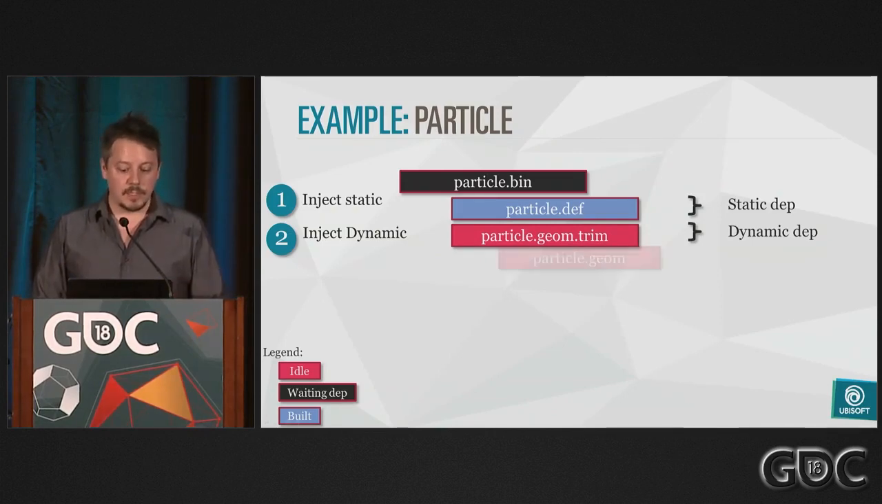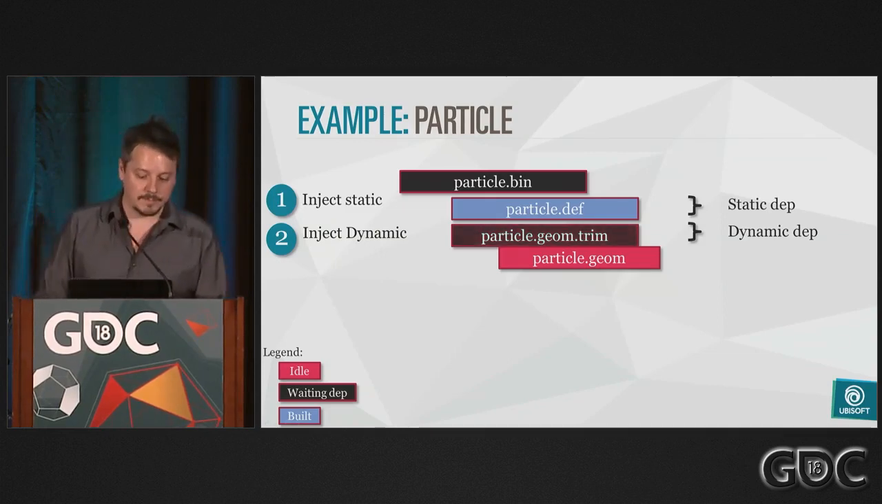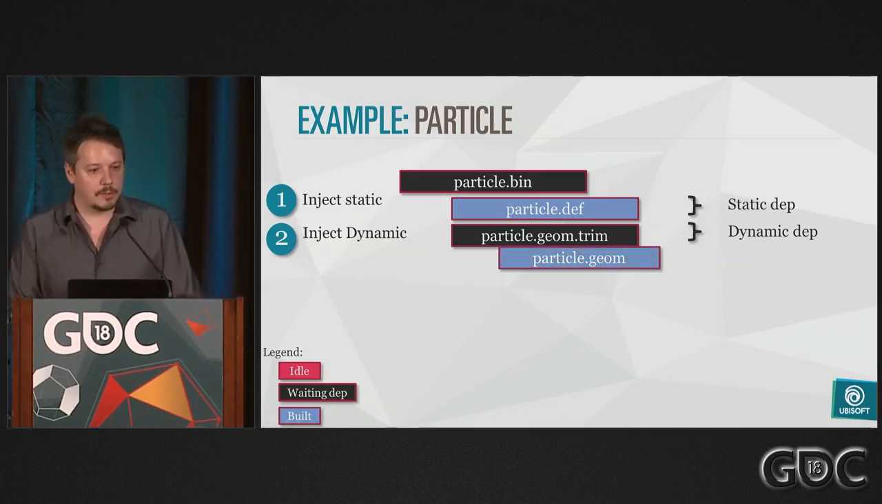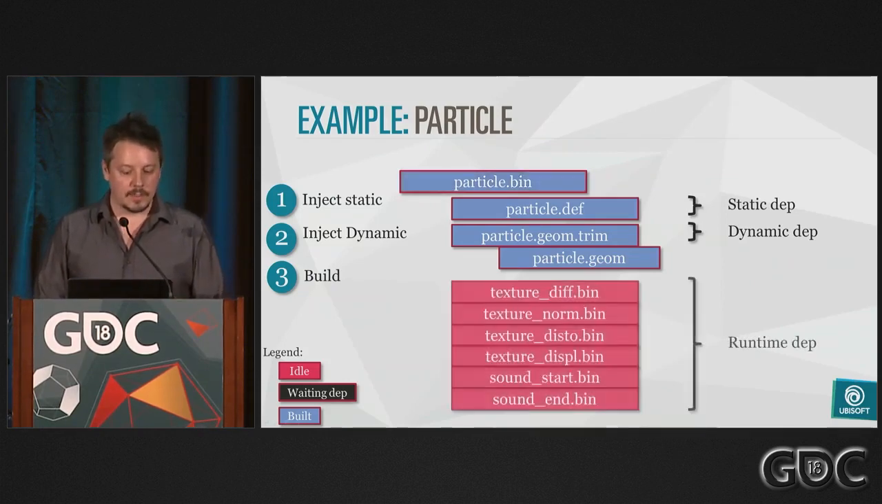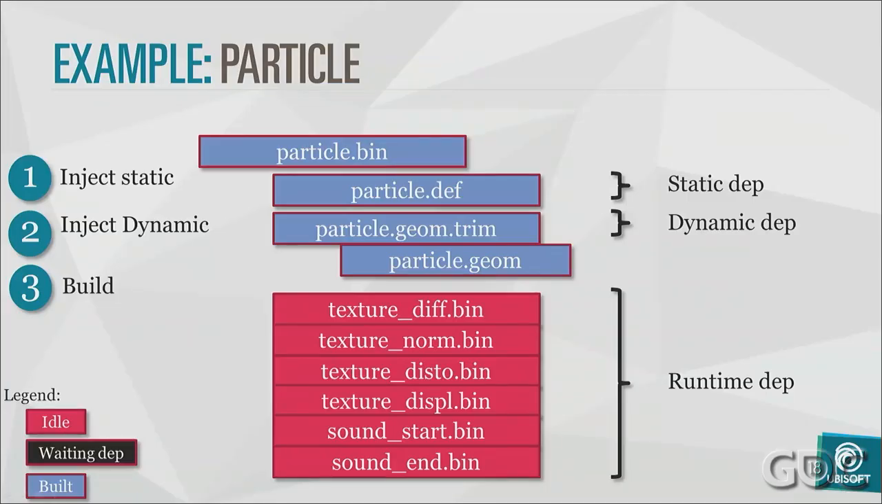This one itself will inject its own dependency, which will be the fat geometry, and wait for it. It's just a simple file on disk, so it can be considered built right away. Then our trim geometry can start building and save itself on disk. Then it can be used by the particle itself. So we move to the third stage here and build the particle itself. And while building, we could emit some runtime dependencies, which would be those textures and sounds.